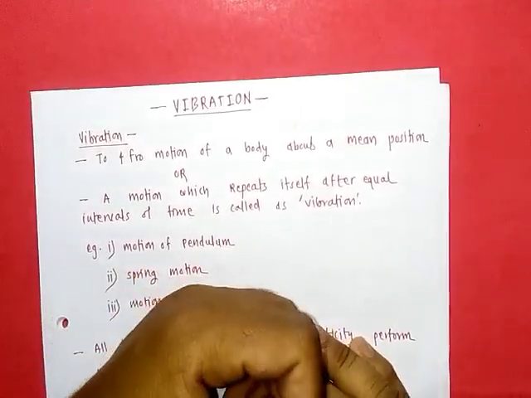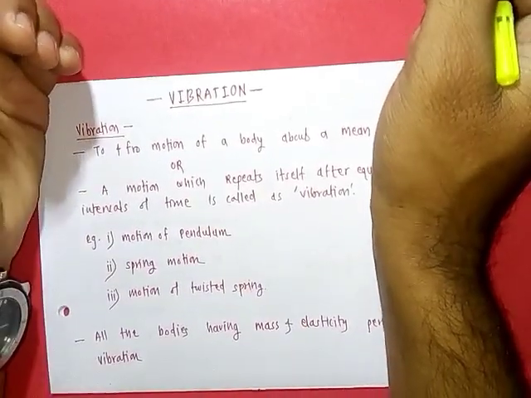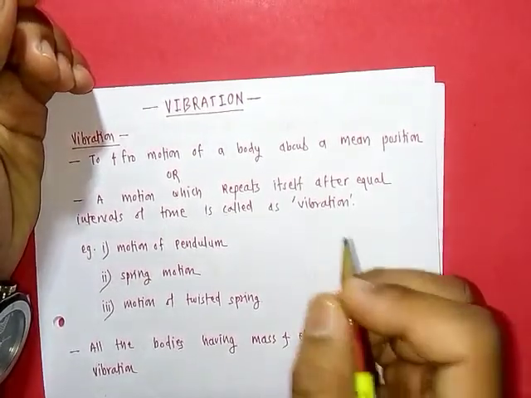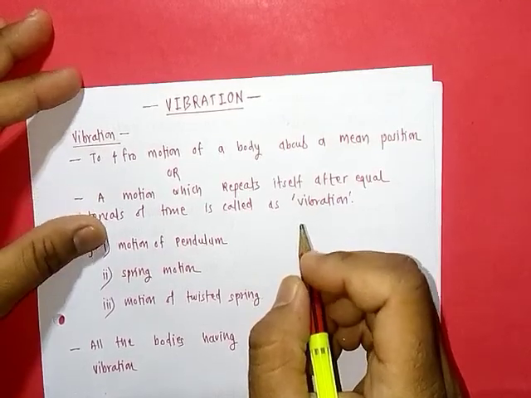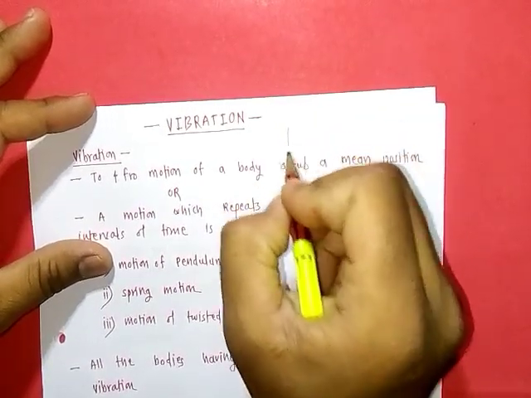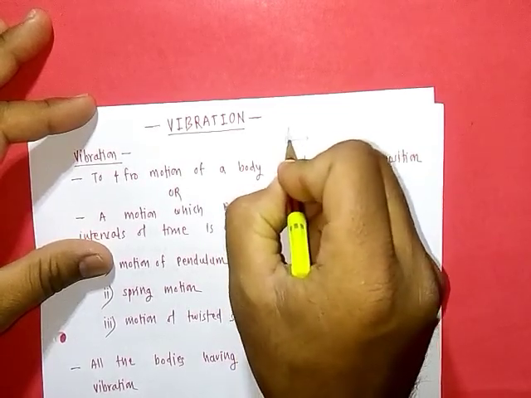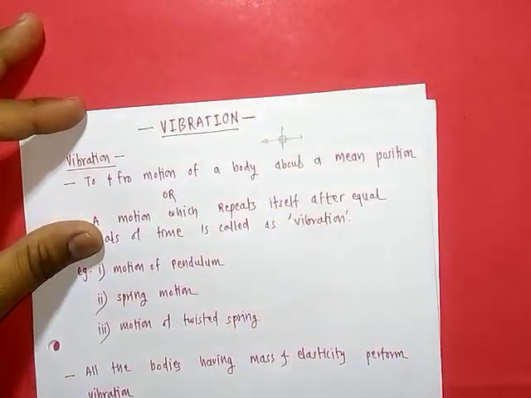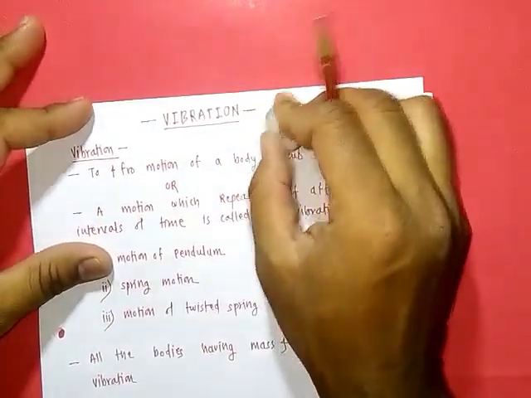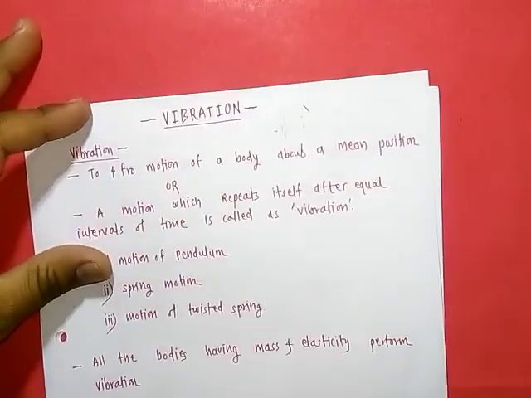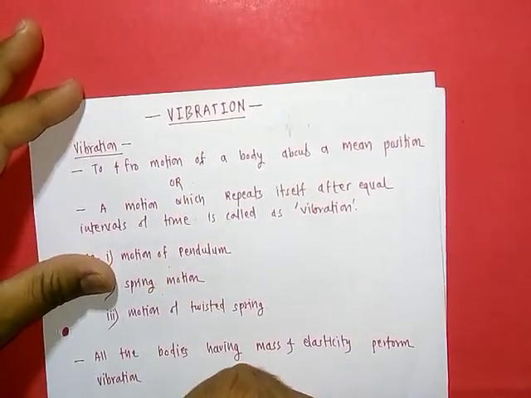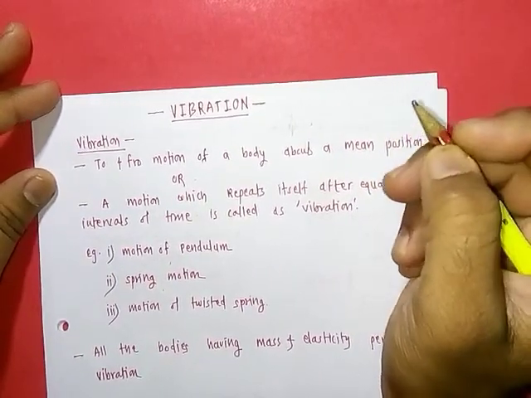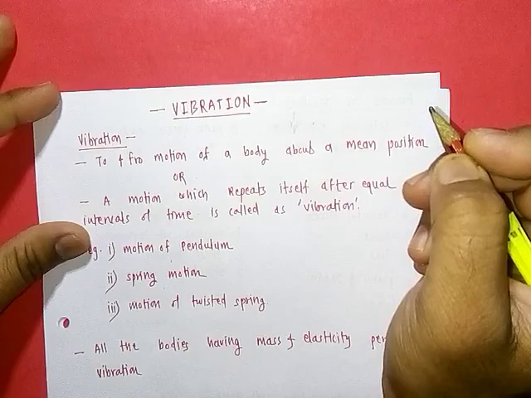First, vibration. What is vibration? Simply, it is defined as the to and fro motion of a body about a mean position. Then the motion is called vibration. Suppose this is the mean position of the body. When the body moves to and fro about this mean position, then the body is said to be performing vibrations. Another definition is that a motion which repeats itself after equal interval of time is called vibration. That means a body which repeats itself after equal interval of time is said to be performing vibration.